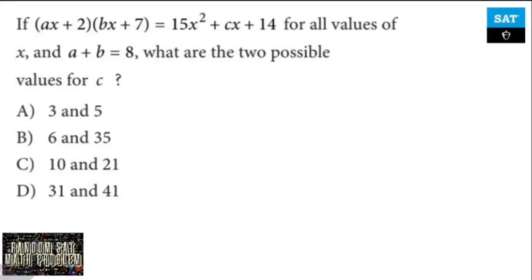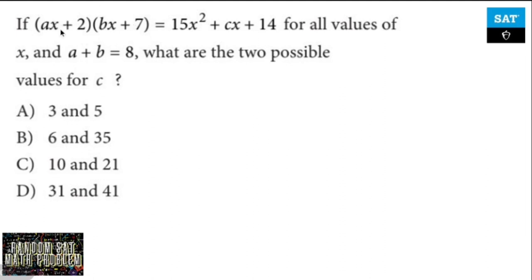All right, this one is pretty insane. I'm not going to lie. You have a FOIL-looking problem right here, set equal to a polynomial right here. It tells you that a plus b is 8. It asks you to find 2 possible values for c. This whole thing's a mess. So this is how I approached it. Maybe it's not the best way, but this is what I did for what it's worth.